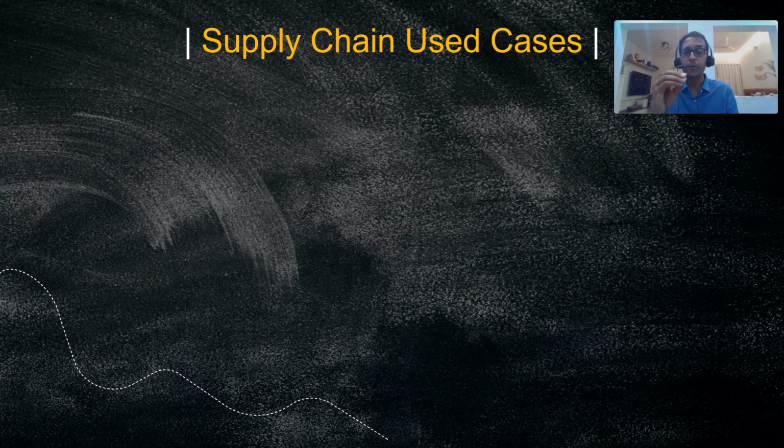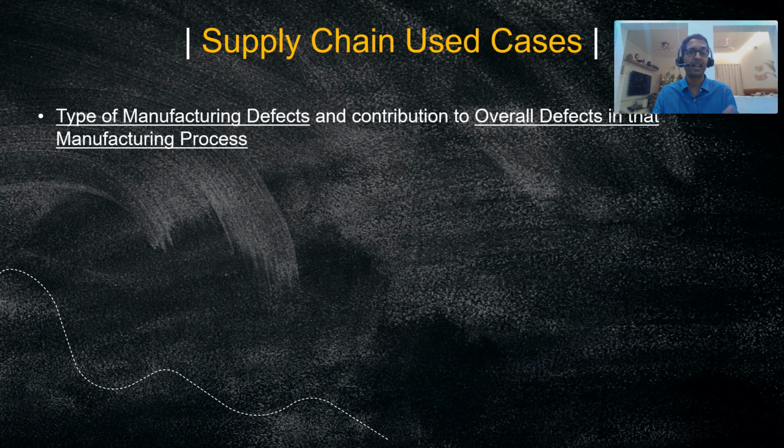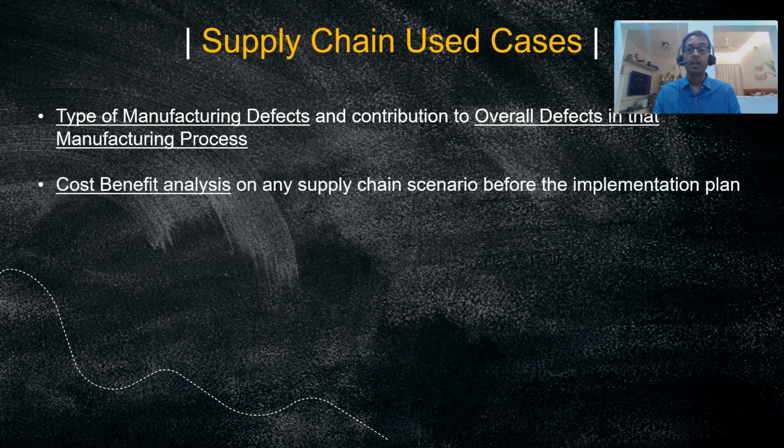I'm going to share a few use cases within supply chain, like the most in manufacturing. If you want to talk about types of manufacturing defects and their contribution to the overall defects in that manufacturing process, that could be a great use case. Another important place where I would use this is cost benefit analysis, for which there are abundant scenarios within supply chain.